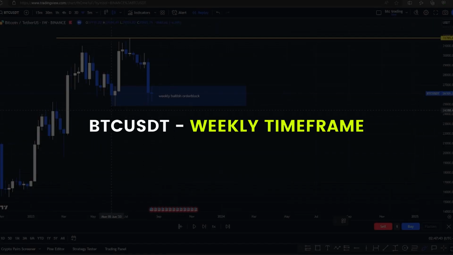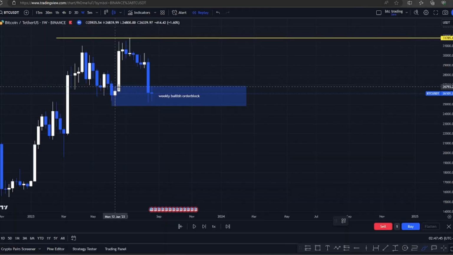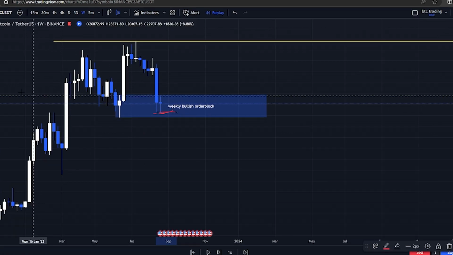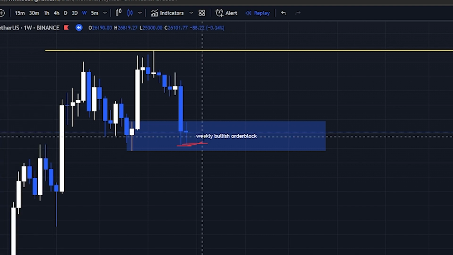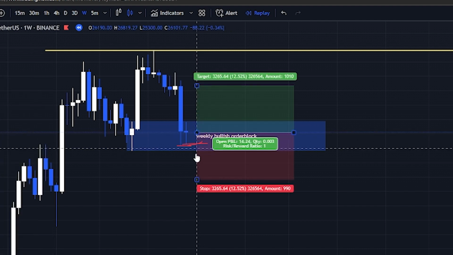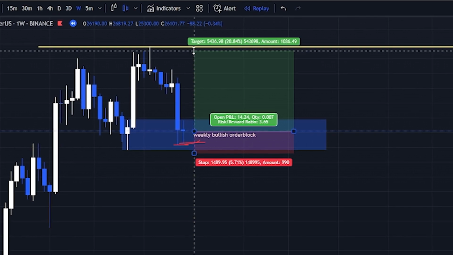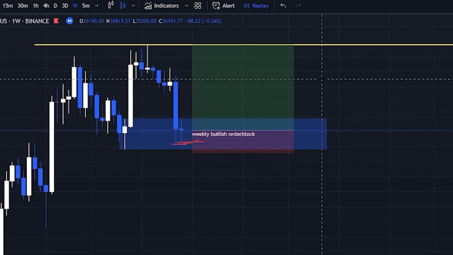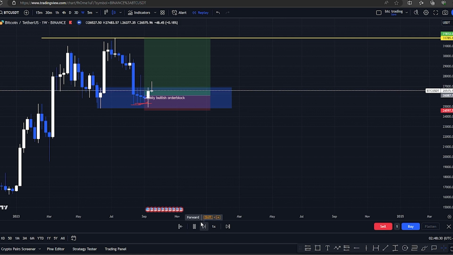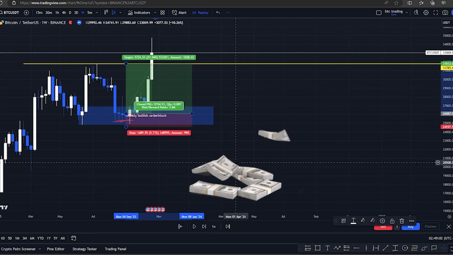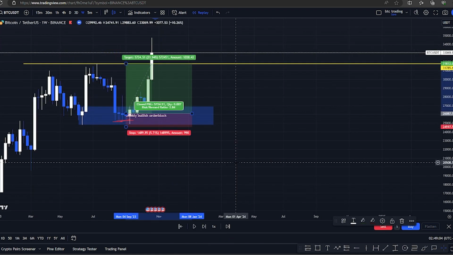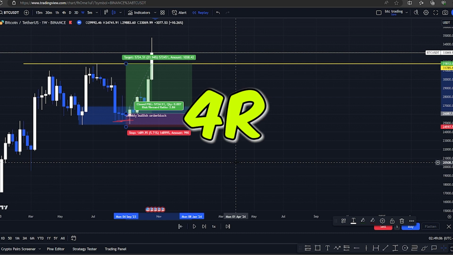Here you can see on the weekly time frame we have a weekly bullish order block and price is stagnating in this order block, so you can punt along here. So let's say we take a long on these prices and place a stop loss slightly down here and target these highs. Let's see how our trade plays out. So as you can see, using the weekly order block liquidity, we had a 4 hour trade.